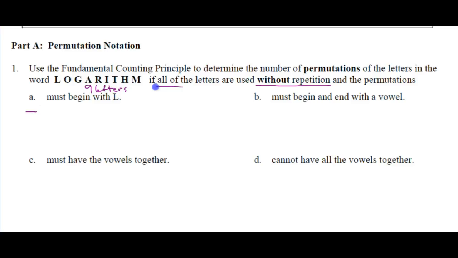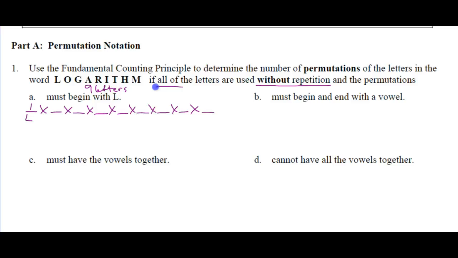So, fundamental counting principle, we write down 9 blanks. When you're doing a permutation, you start off with your restriction. So what's the restriction here? The first letter has to be an L. So I'm just going to put an L underneath there. How many L's are there? There's 1 L.